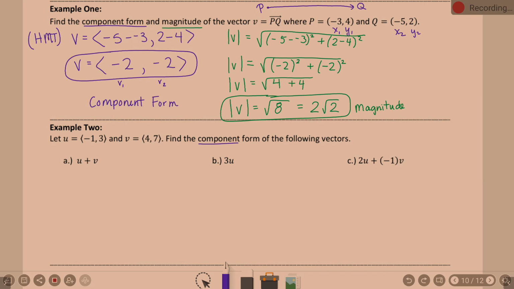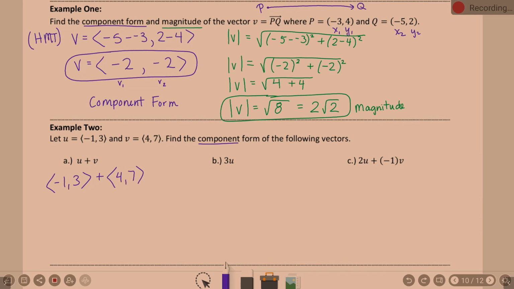And so A asks us to do U plus V. Well, what is U? Negative 1, 3. Plus, what is V? 4, 7. So if I fill in what U and V are, this is what it shows. We're doing the vector negative 1, 3 plus the vector 4, 7.